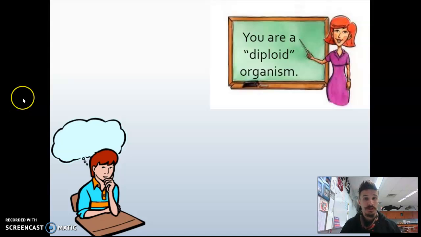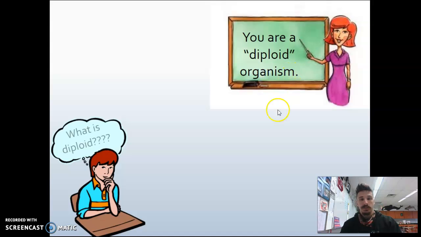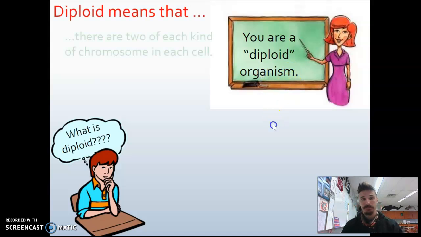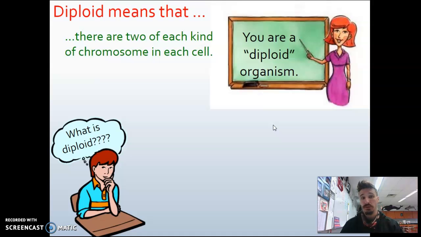So to begin, you and I are diploid organisms, right? That's how you pronounce this word. Diploid, we pronounce it diploid. So diploid means that there are two of each kind of chromosome in each cell. So every cell type in your body has 23 pairs of chromosomes. You have one chromosome per pair from mom and one chromosome per pair from dad, making you a diploid organism.